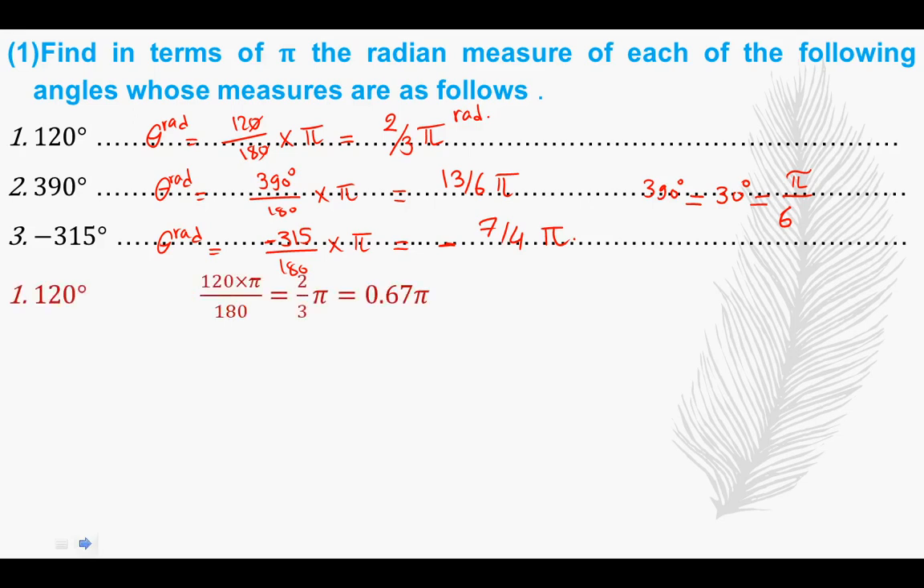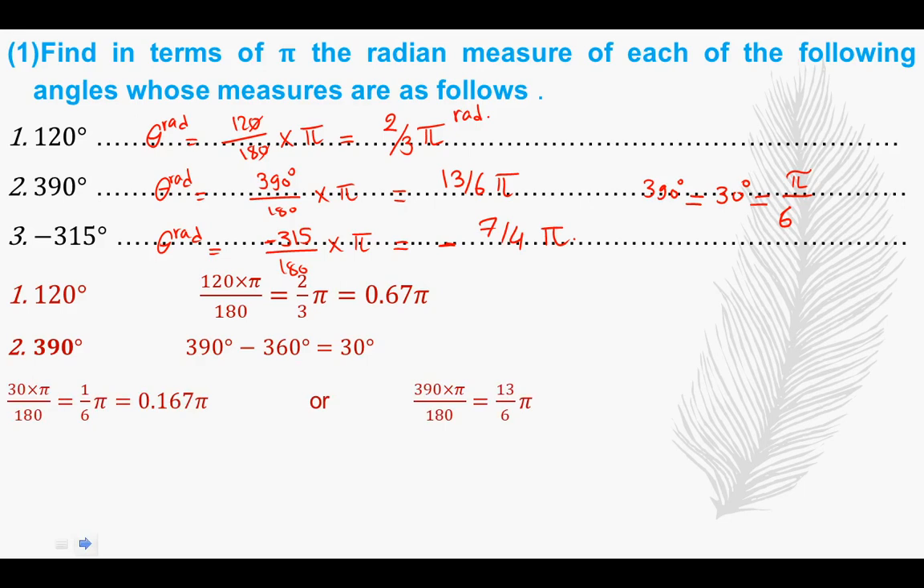Here is the solution for this example. 120 equals 120 over 180 multiplied by pi, which equals 2 over 3 pi, or you can write it as 0.67 pi. For 390 degrees, minus 360 gives an equivalent angle of measure 30, and 30 multiplied by pi over 180 equals 1 over 6 pi, or pi over 6, which in decimal form is 0.167 pi. Or you can solve it as 390 multiplied by pi over 180, and the result will be 13 over 6 pi.